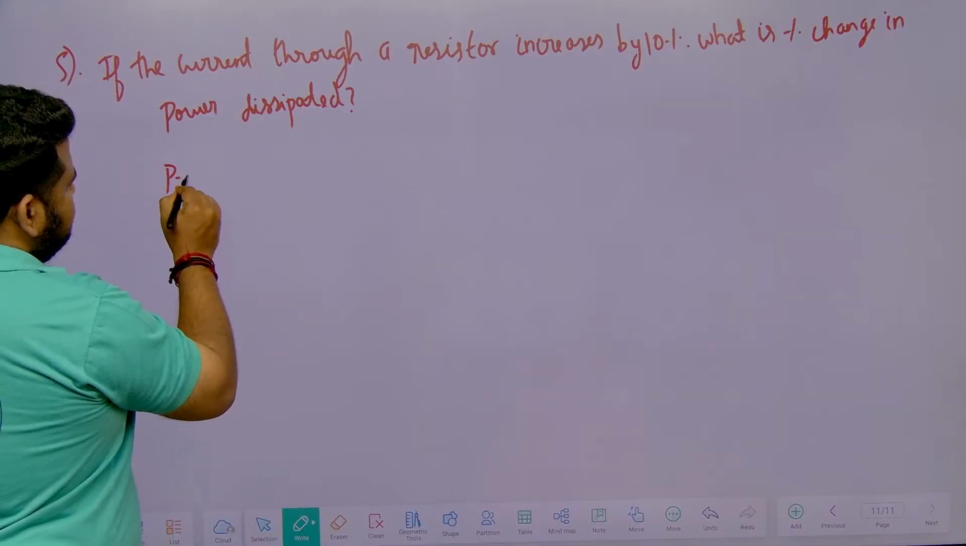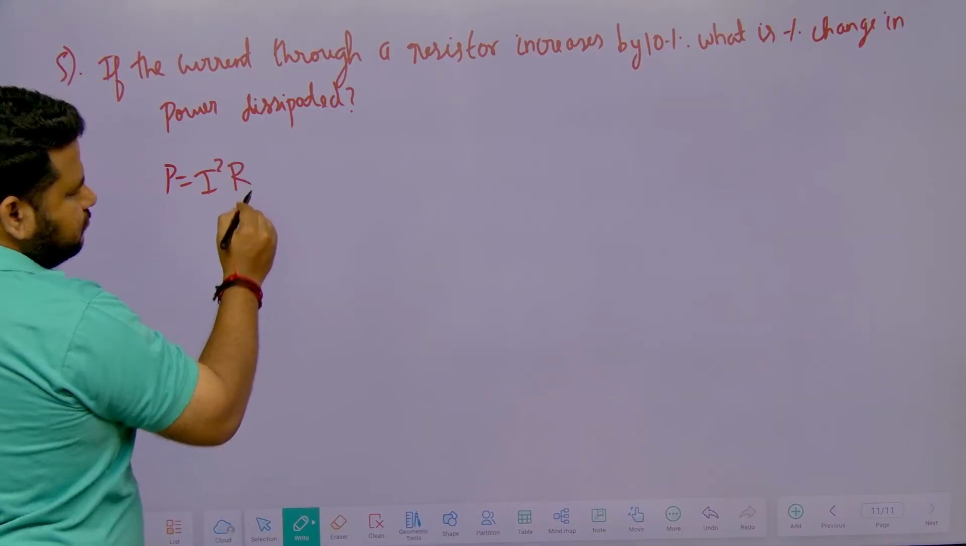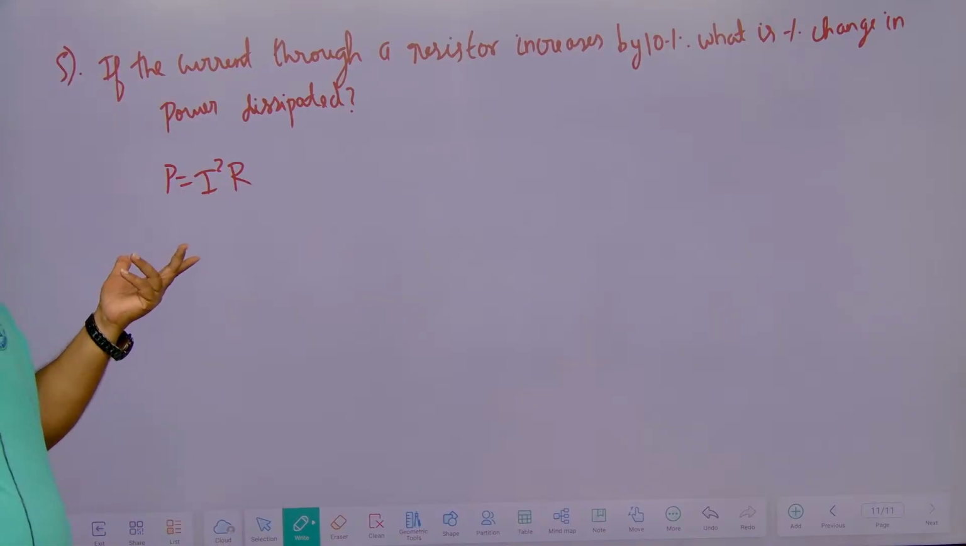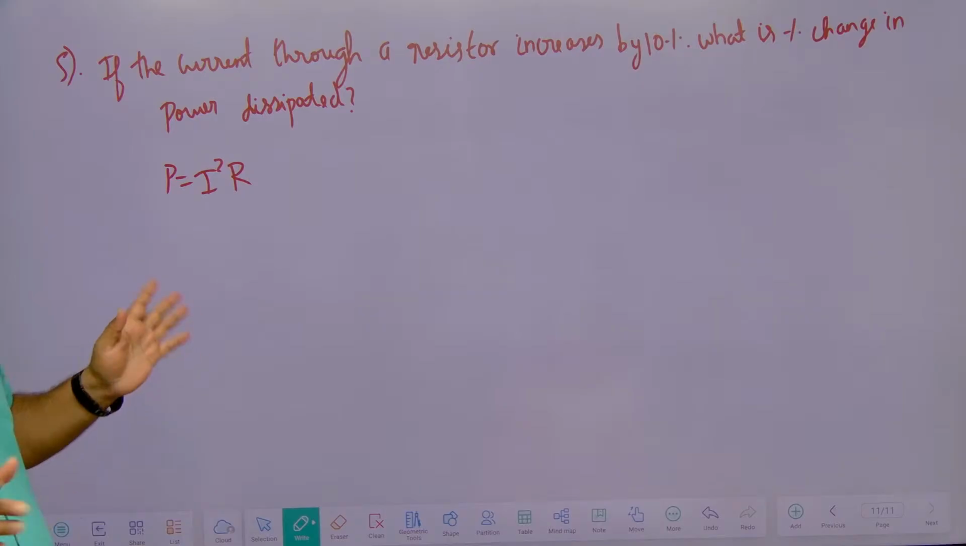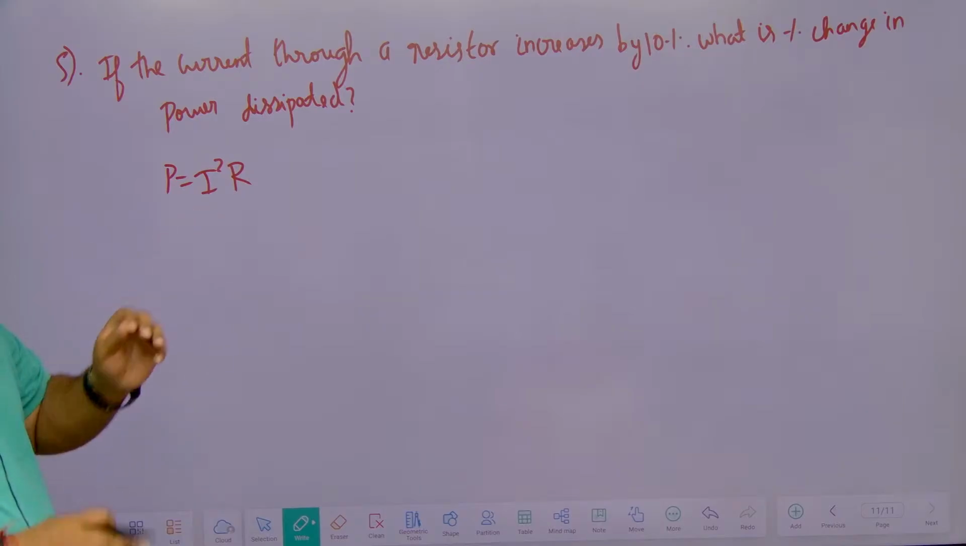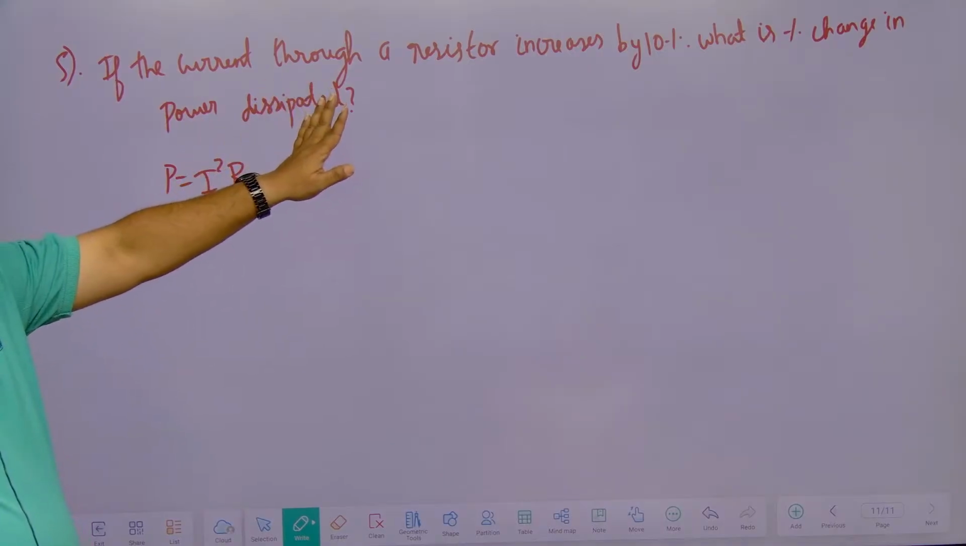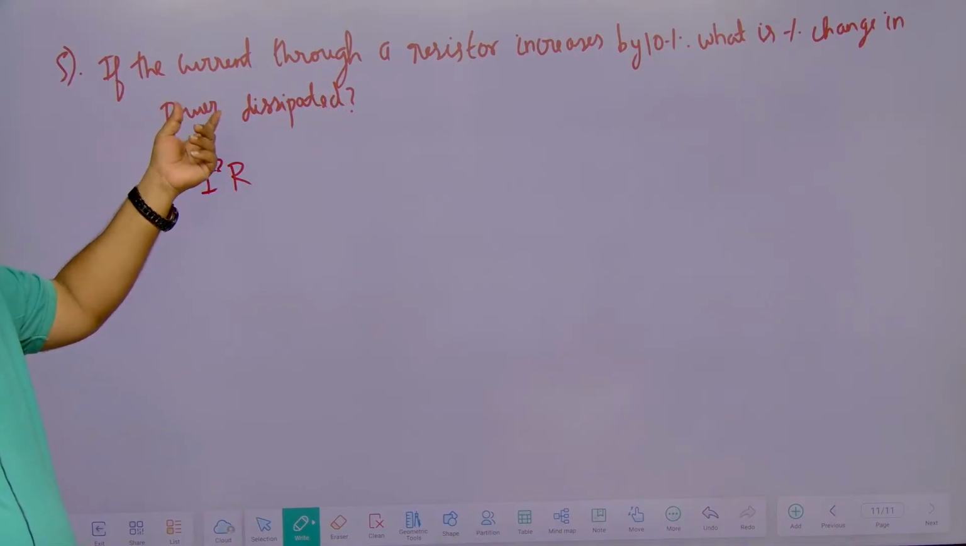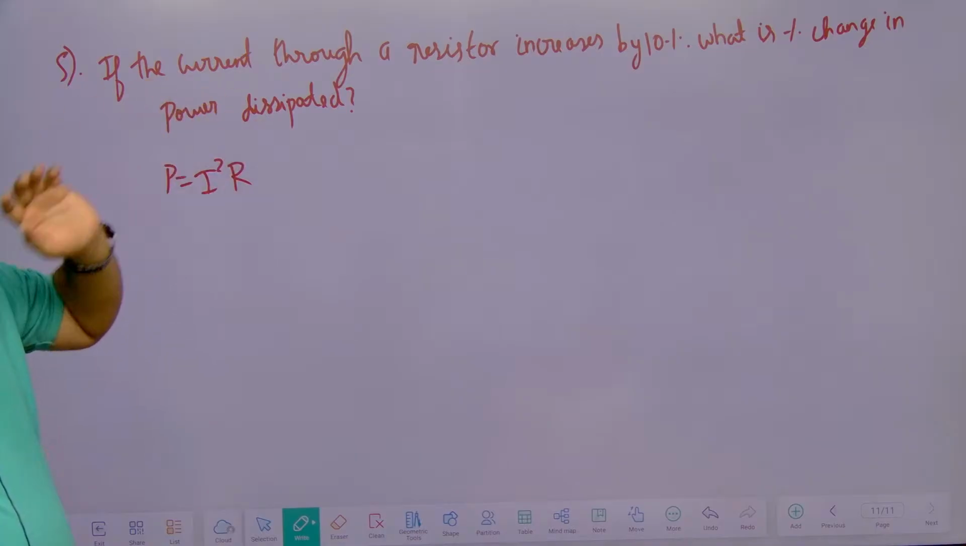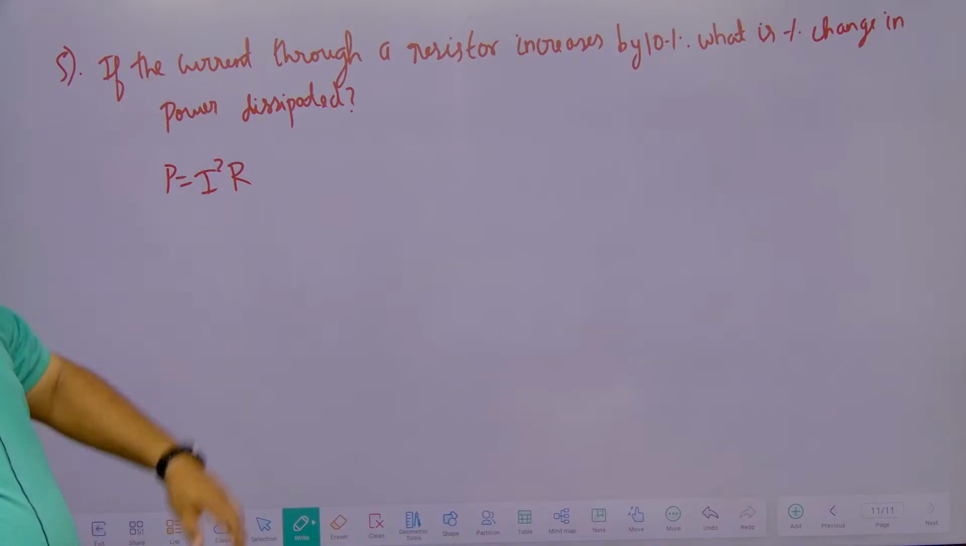We know that power is equal to I square R. Here they are talking about change with respect to only current. How the change in the current will change the power, they are telling. So here what is our constant? Resistance is the constant, so remove resistance. No need to worry about resistance at all. They are talking about the current through the resistor. If the current increases by 10%, that is what? It is increasing by 10%.